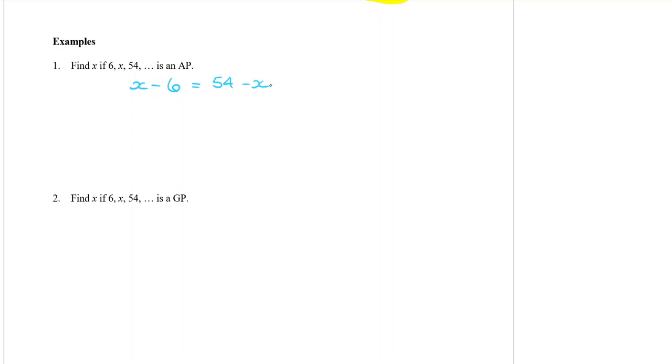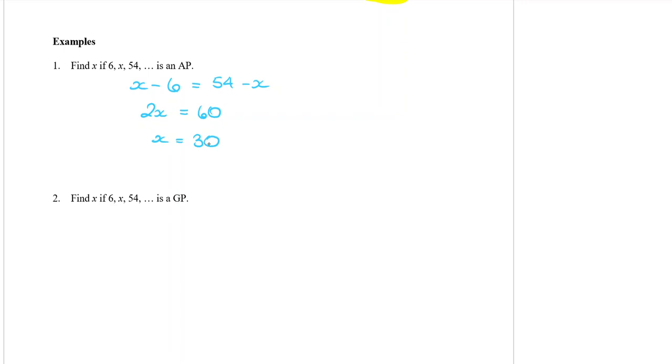So let's move the minus x across the other side. 2x. Move the negative 6 across to the right. So adding 6, we get 60. Dividing by 2, we get x is equal to 30.